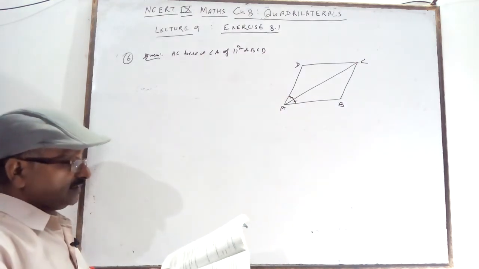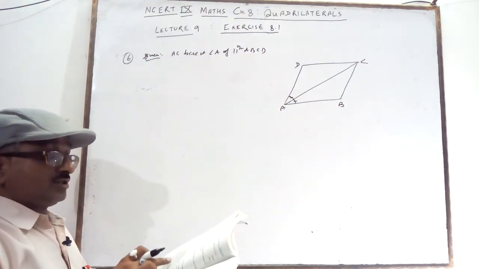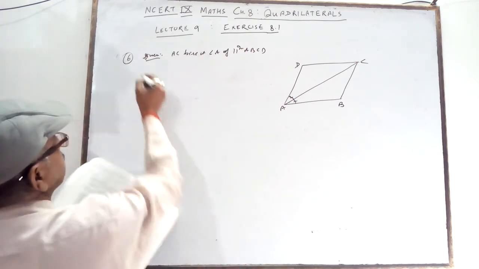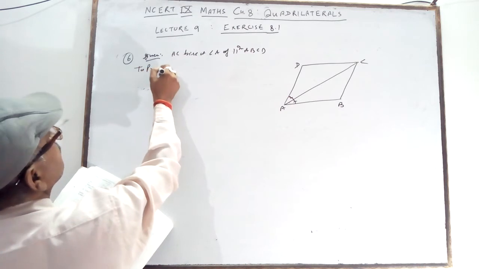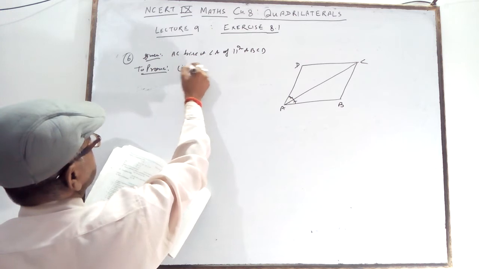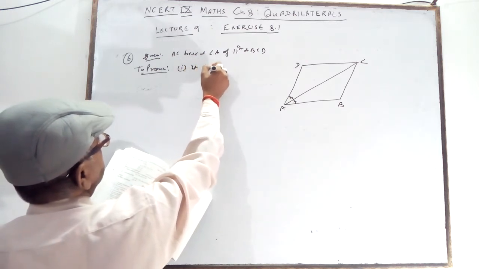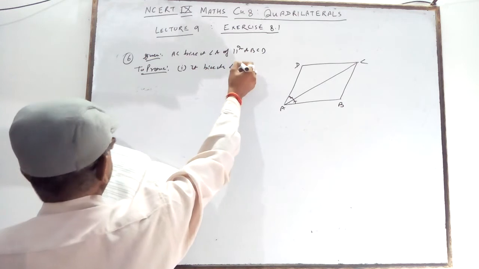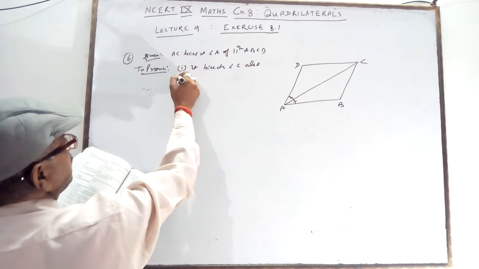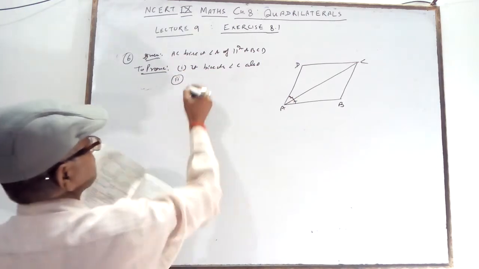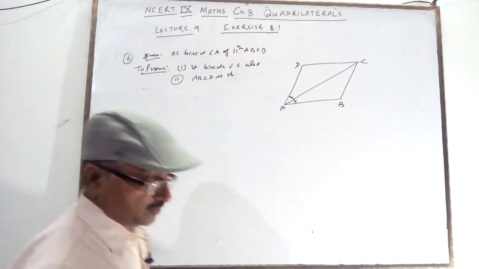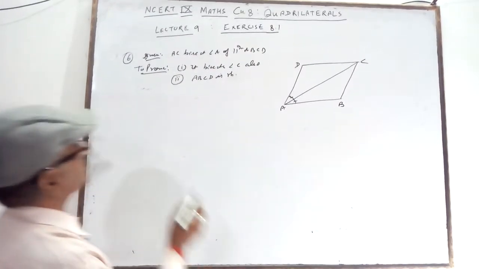There was a figure also given in the book, but in the examination it is not necessary. Show that, first, to prove: it bisects angle C also. And the second proof you want: ABCD is a rhombus. You want to prove this. Very simple question.